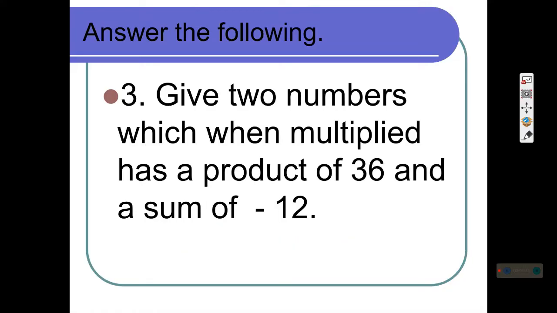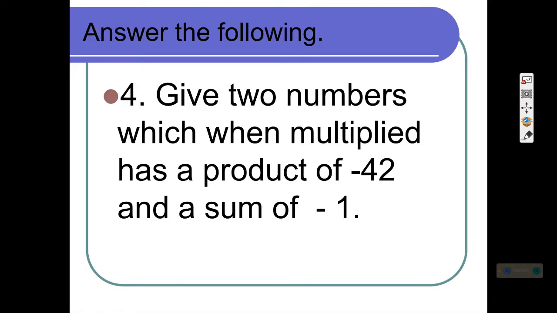Let's proceed with number 3. Give two numbers which, when multiplied, has a product of 36 and a sum of negative 12. Yes, you will have negative 6 and negative 6. Because negative 6 times negative 6 is positive 36. And negative 6 plus negative 6 is negative 12.